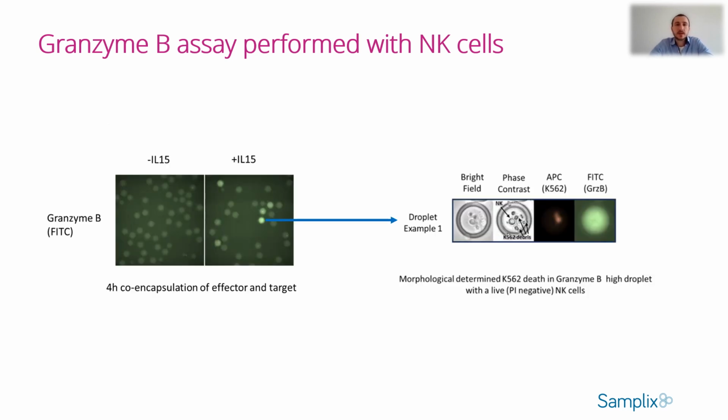And this is how microscopy images look of the granzyme B assay. We can see that we have some highly positive granzyme B droplets here. If we take a look at one of these, we can have a look inside and see that they contain an NK cell here, and we have K562 debris out here, as well as the granzyme B itself.